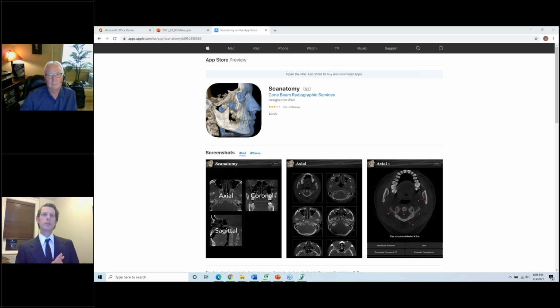We do get a lot of questions on how do I learn about cone beam? What am I looking at? And one great reference on your website and through the Apple Store is Scanatomy. Scroll through, identifying axial, coronal, sagittal, an app on your phone or on your iPad that really will educate all of us and has very easy access on there. So I just want to give you that plug for your Scanatomy there.